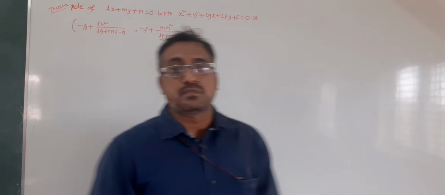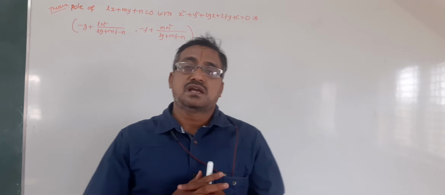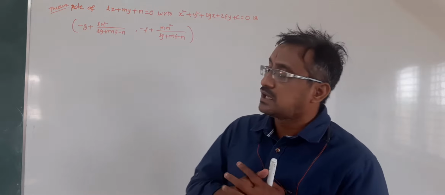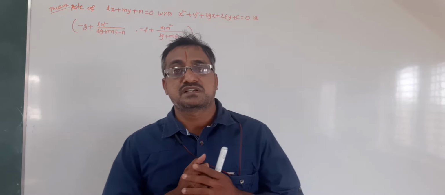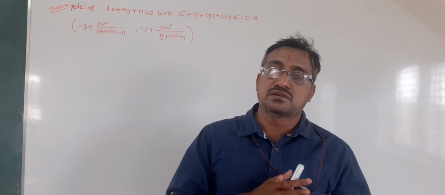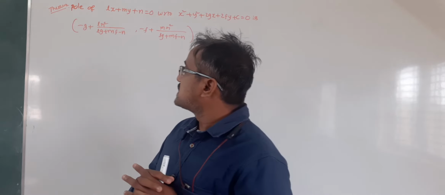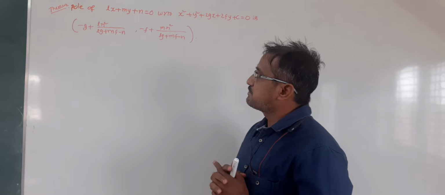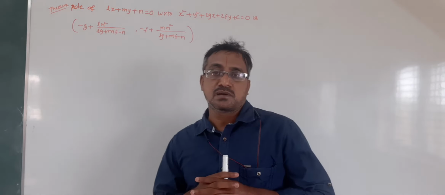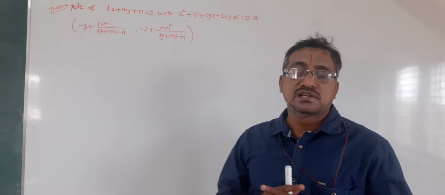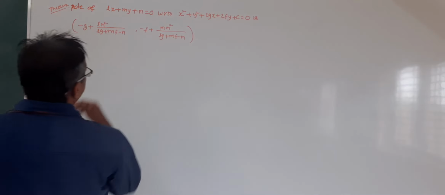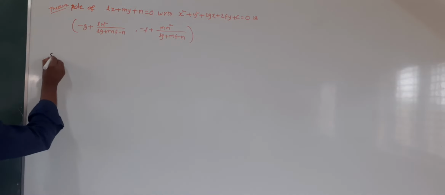Next theorem: the pole of the line lx plus my plus n equal to 0 with respect to the circle x square plus y square plus 2gx plus 2fy plus c is equal to 0 is minus g plus lr square by lg plus mf minus n, minus f plus mr square by lg plus mf minus n, where r is the radius of the circle.